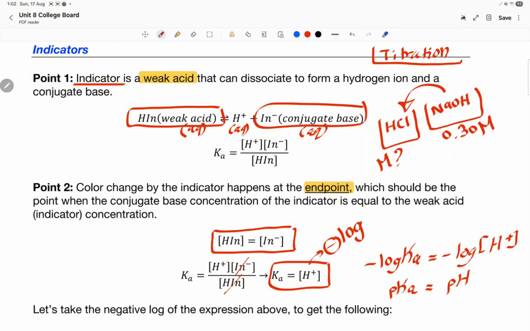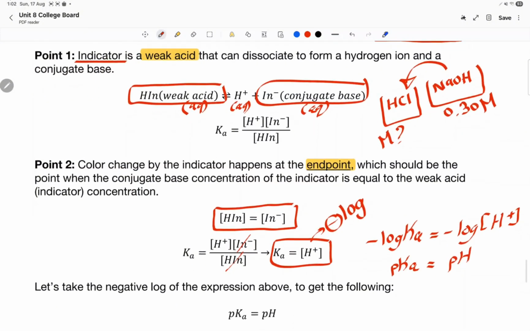Okay? So that means that the color change occurs when the pKa and the pH are the same as each other. The color change will happen when the pKa of the indicator and the pH are the same as each other.